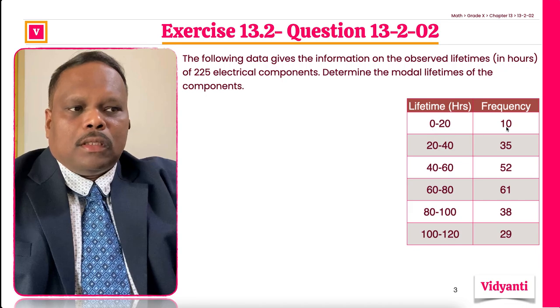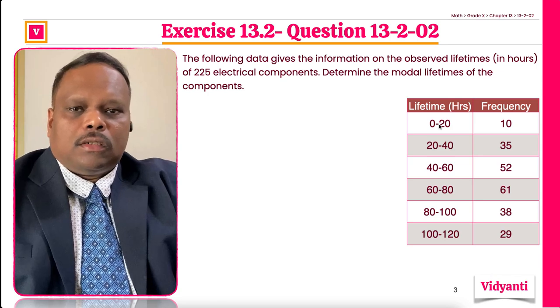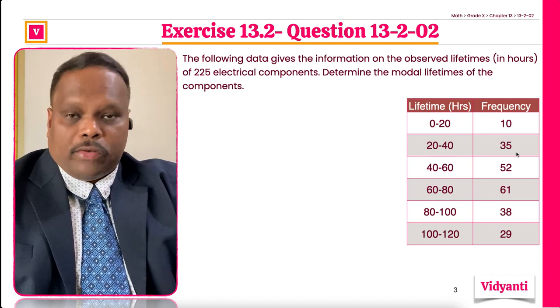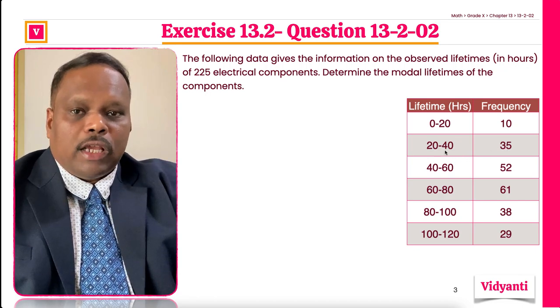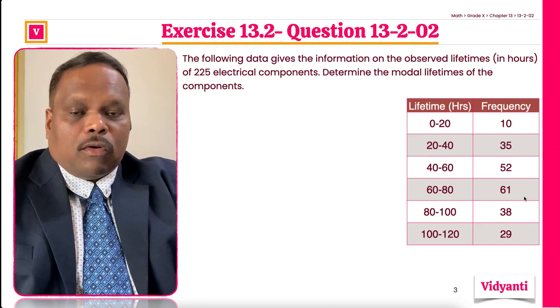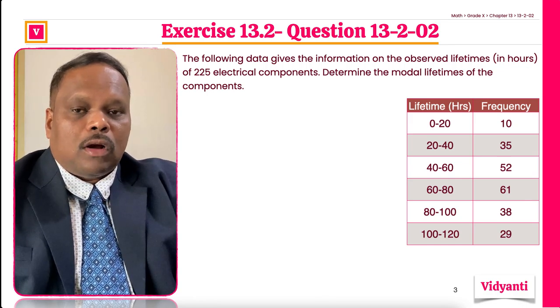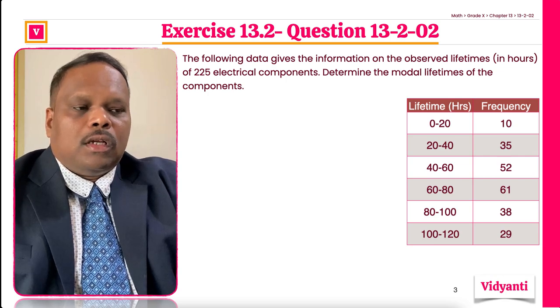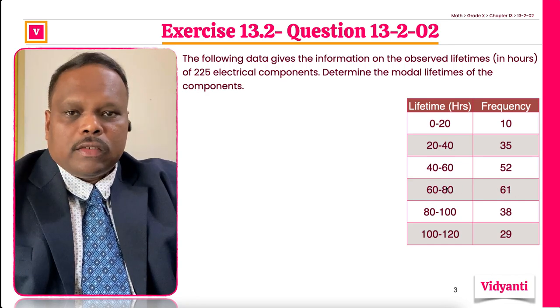10 electrical components out of these 225 have a life of between 0 to 20 hours. 35 such components have lifetime between 20 to 40 hours and so on. Now, if you notice the frequency, first of all, mode is the observation which occurs the most number of times. If you see the frequency column, this 61 is the highest frequency. So that means your mode is anywhere between 60 to 80.